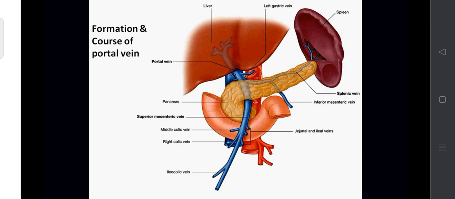Portal vein supplies blood to the liver and is a major source of blood supply to the liver. 80% of blood to the liver is through portal vein, while the remaining 20% is through the hepatic artery.